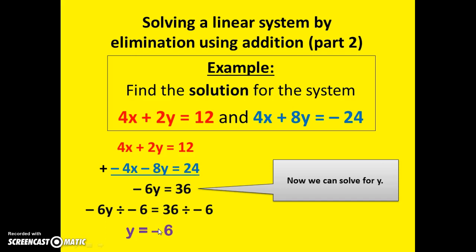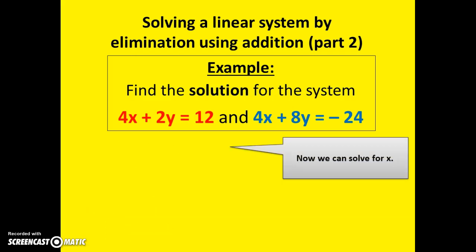Now we have to solve for x. So we solve for x by substituting our newfound y value in one of the equations. We picked the red one, so if we put that in, our negative 6 replaces our y. We substituted y with negative 6, and now we can solve. So 4x plus 2 times negative 6 is negative 12. And notice that's the only thing that changed in the equation.